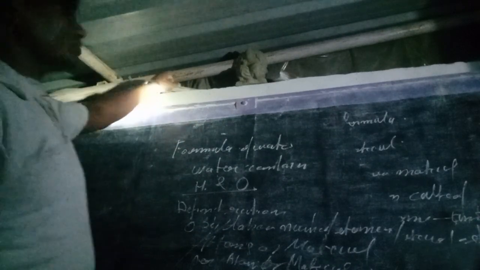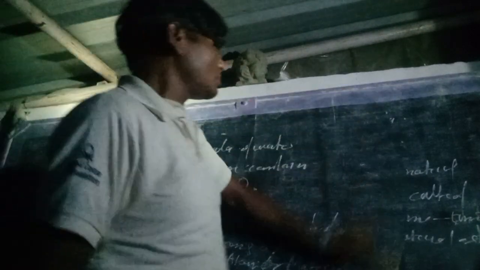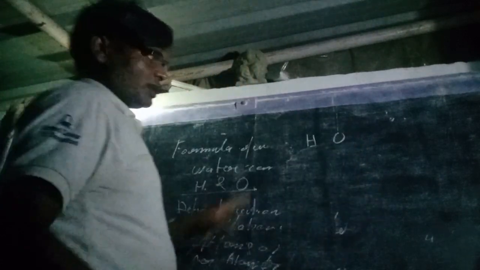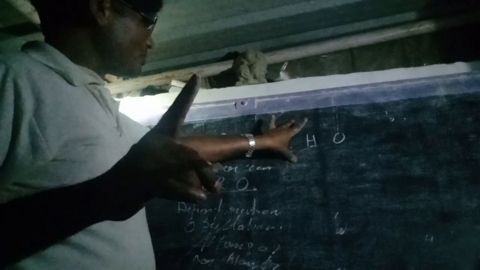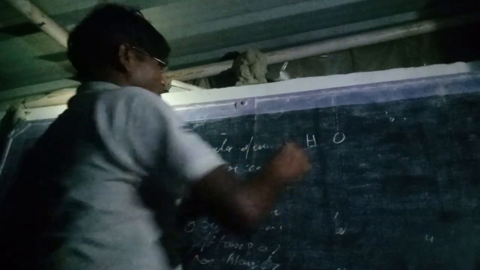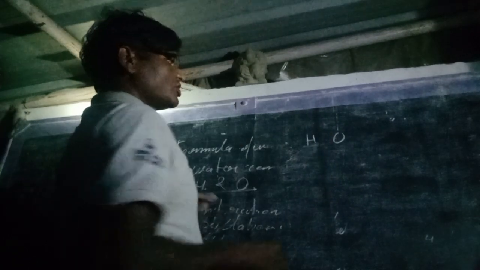So water is here. Again we will write hydrogen as the first element and oxygen as the second element. Hydrogen has atomic number 1, its electronic configuration is also 1, and its valence charge is 1. So the oxidation number is 1, and the oxidation number of oxygen is 2.